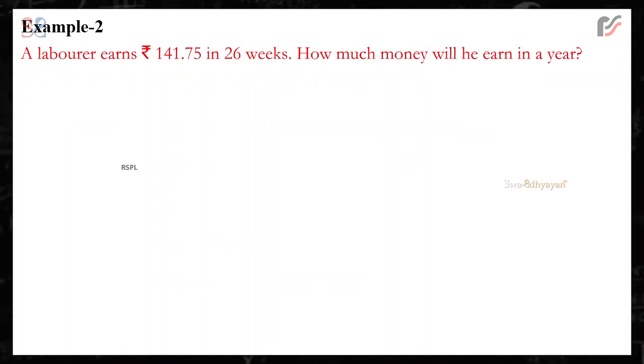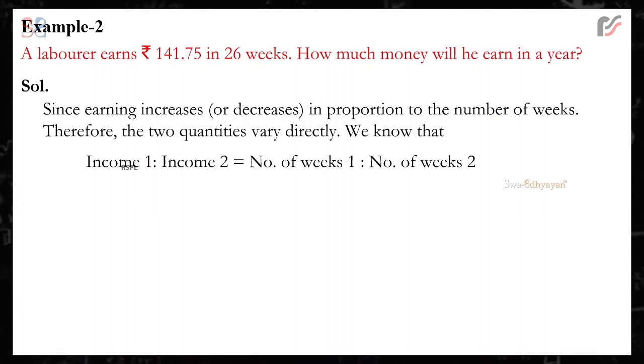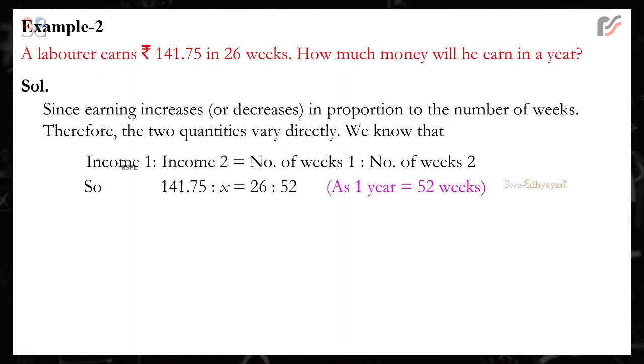Example 2. A laborer earns Rs 141.75 in 26 weeks. How much money will he earn in a year? Solution. Since earning increases or decreases in proportion to the number of weeks, the two quantities vary directly. We know that income 1 is to income 2 is equal to number of weeks 1 is to number of weeks 2. So, 141.75 is to x is equal to 26 is to 52, as 1 year is equal to 52 weeks.